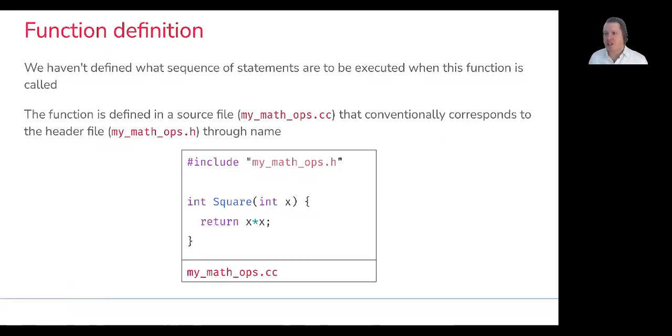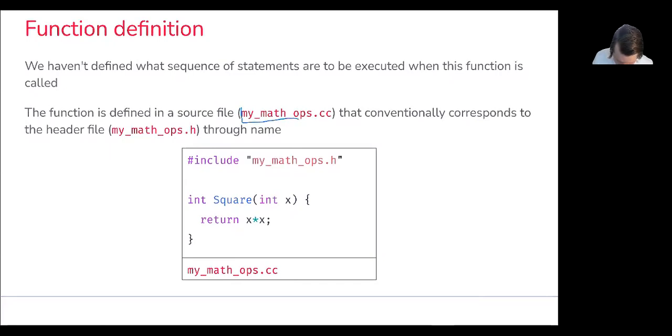So the function is going to be defined. That is, our function definition is going to be provided in a source file that's going to have the same name, bearing a different extension, corresponding to our header file. So here we can see that we're going to create a new document, my_math_ops.cc. It's a source file, so it's going to contain definitions of different entities. And then we have the header file with a corresponding name. It's very evident that these two go together because they have the same names but different extensions. And this is C++ convention.